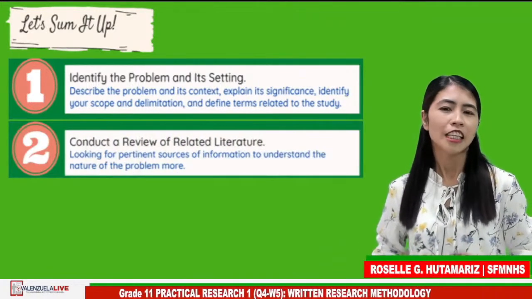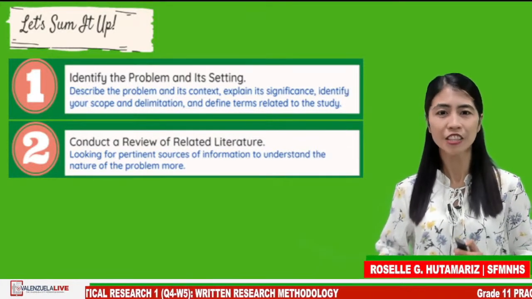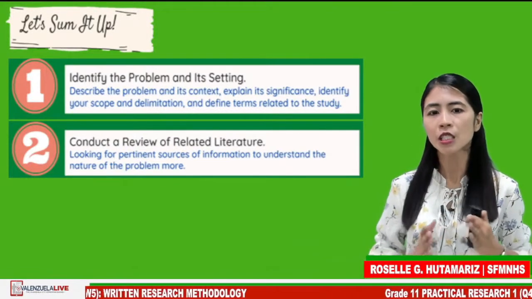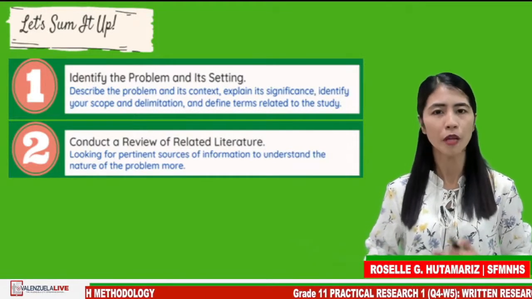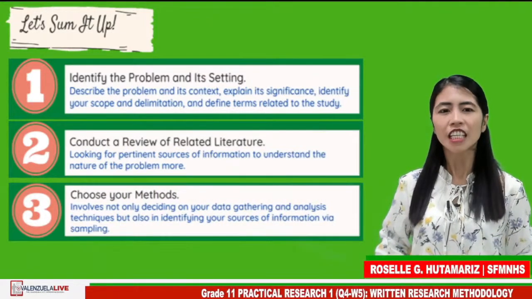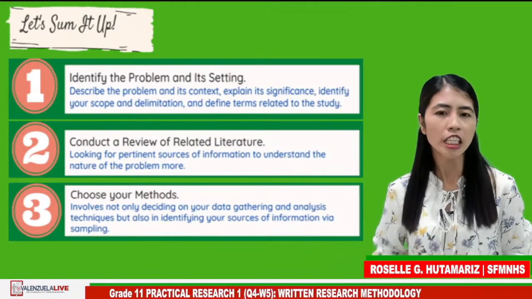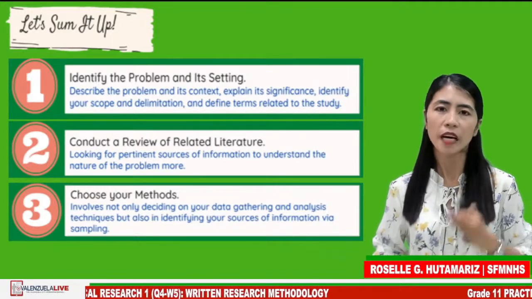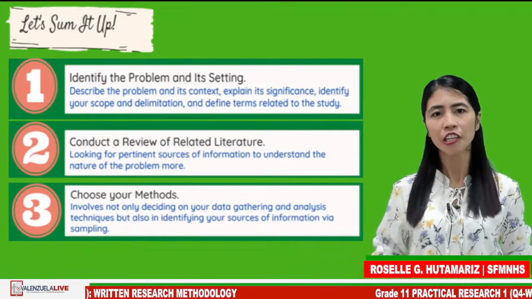Second, the second step in writing research is to conduct a review of related literature. This means looking for pertinent sources of information to understand the nature of the problem more. The third step in writing research is to choose your methods. This involves not only deciding on your data gathering and analysis techniques, but also in identifying your sources of information via sampling.